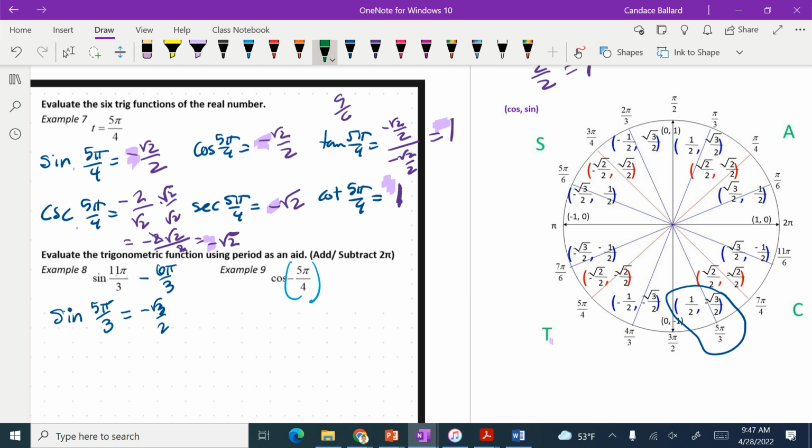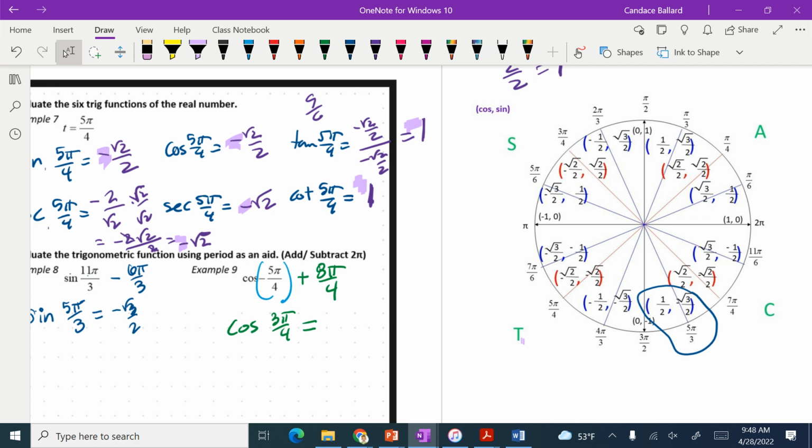I want you to check it with your table. What did we add? A pi over 4. So we're really looking at the cosine of what? 3 pi over 4. Cosine of 3 pi over 4: is cosine the x coordinate or the y coordinate, everybody? X. So my x coordinate is negative square root of 2 over 2.